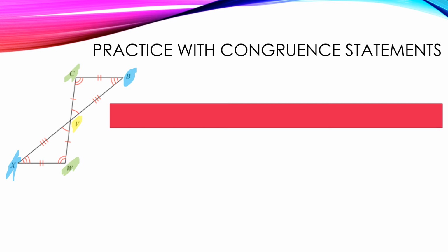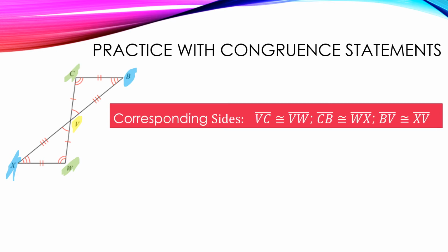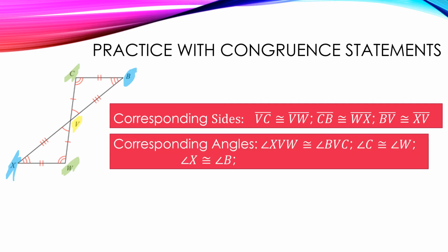So my congruent sides would be VC is congruent to VW, CB is congruent to WX, and then BV is congruent to XV. My angles, angle XVW is congruent to BVC. So notice why we didn't say angle V is congruent to angle V. You don't know which angle you're talking about. So you have to say each separate one. So we would have this angle here, and then we'd also have this angle here. So you need to make sure that you are clarifying there when you're describing or labeling your angles.